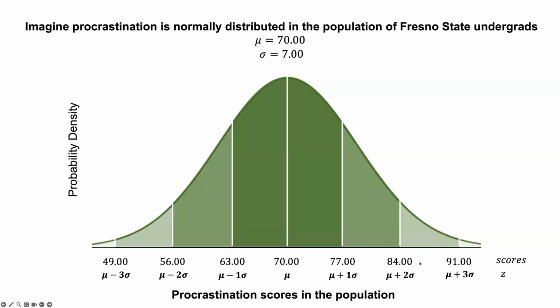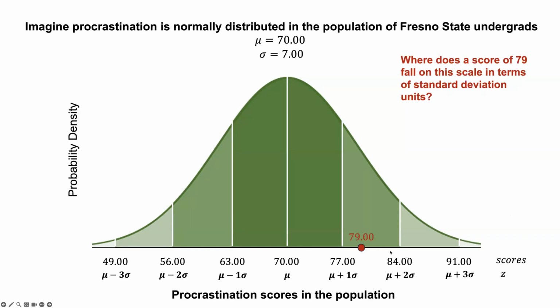Now we have all of these z-scores for the whole numbers of our standard deviations from the mean. But imagine that we want to calculate 79. So where does a score of 79 fall on this scale in terms of standard deviation units? It's a little over 1, right? So we can see where that is.